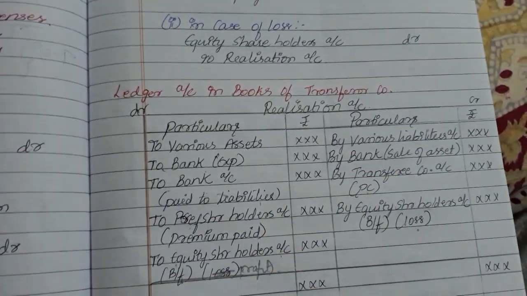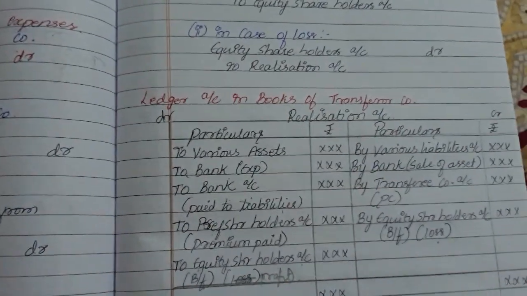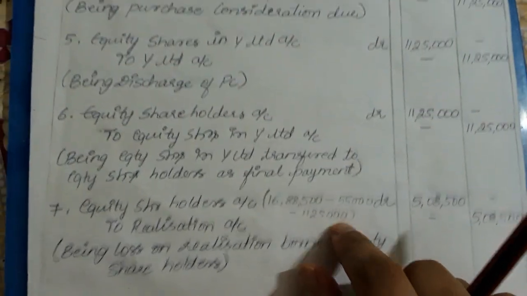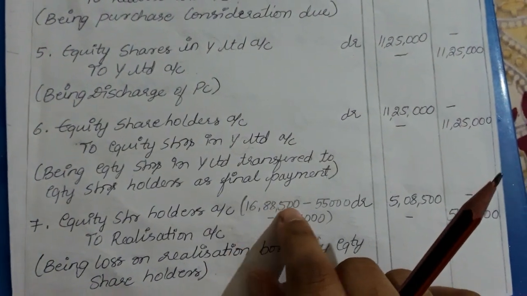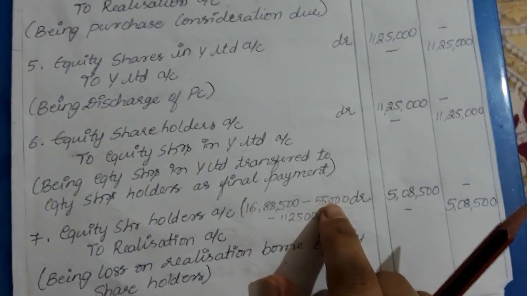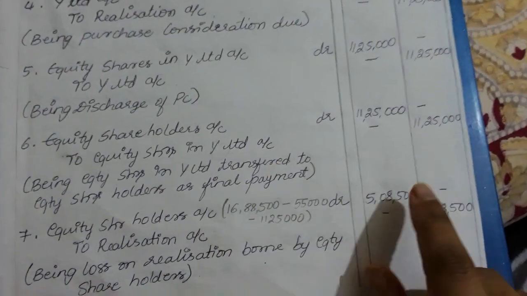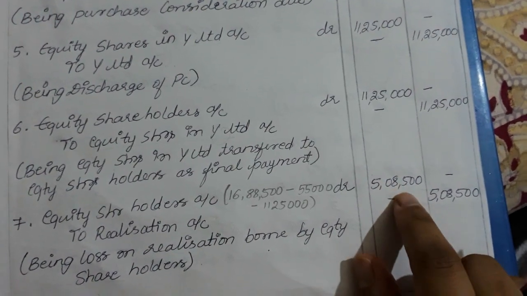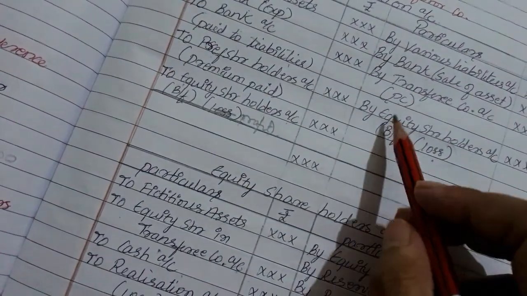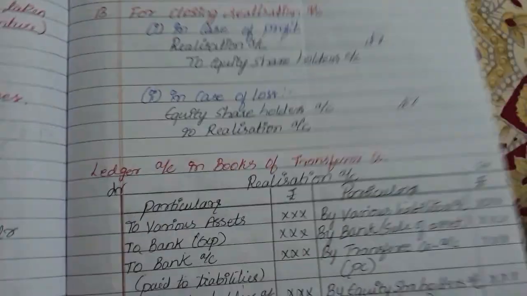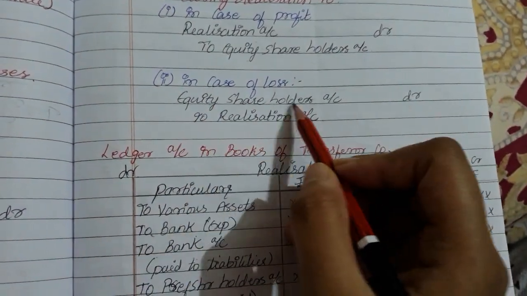What is there in the realization? All the assets and liabilities will be taken here. As you can see in this question, we have a loss on realization because the assets are 16,88,500 and what we have paid for them is 55,000 plus 11,25,000. So we are paying more than the assets. The excess is 5,08,500. It comes on the credit side, that is loss on realization by equity shareholders account.